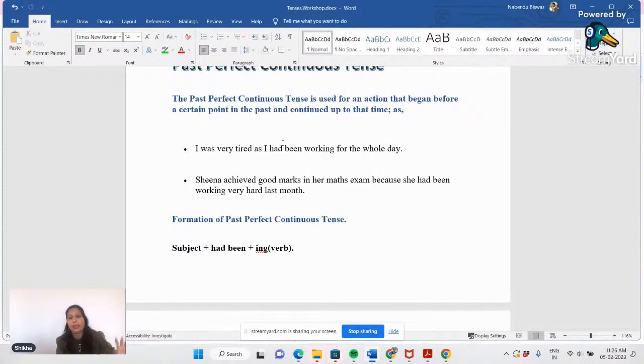Means the whole day I kept on working, and that is the reason why I am tired now. But now I am not working. The activity was continuous for the whole day, but at the time of speaking it is not going on. In the same way, Sheena achieved good marks in her maths exam because she had been working very hard last month. Means throughout last month she worked very hard, but when I'm speaking, at that point of time she is not studying, right? So in the past the activity was continuous.